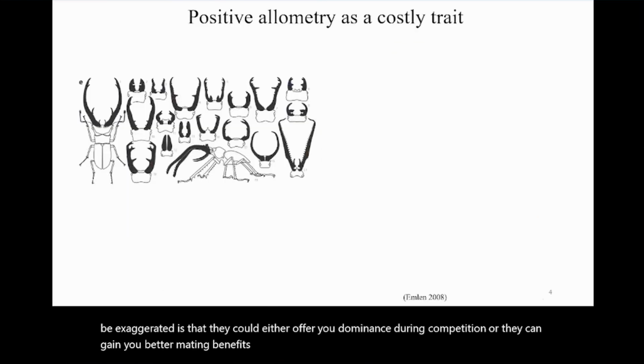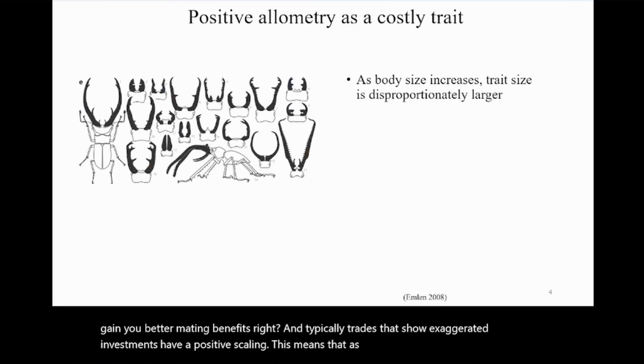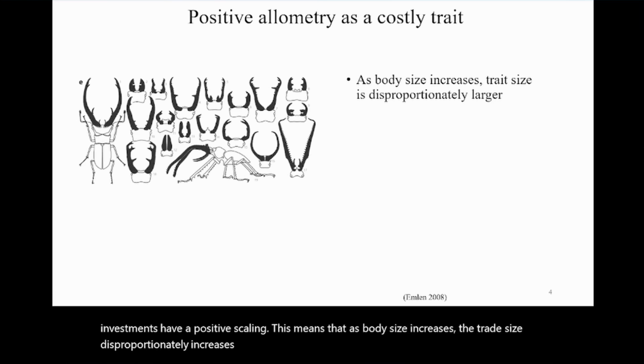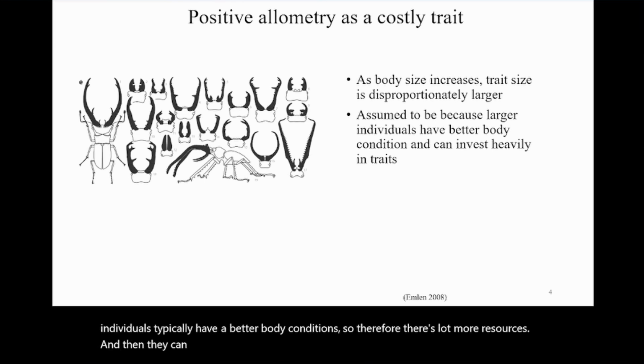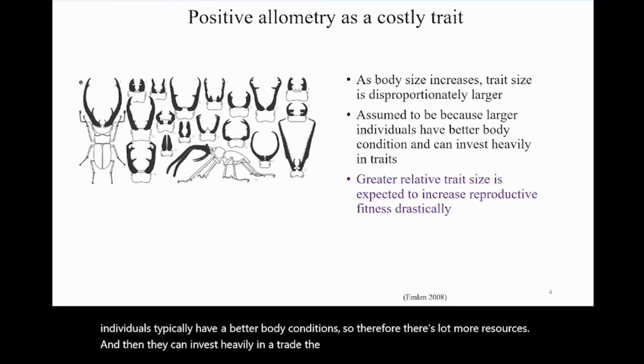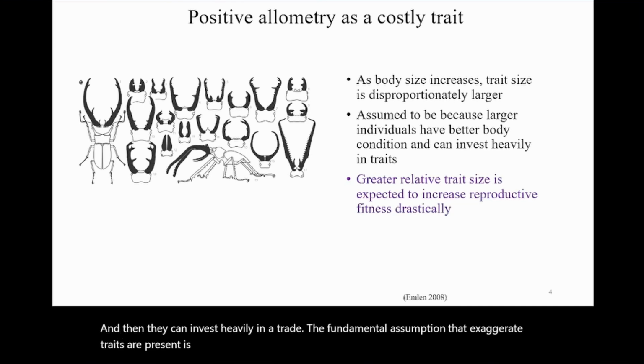And typically traits that show exaggerated investments have a positive allometric scaling. This means that as body size increases, the trait size disproportionately increases at much greater rates. And this is assumed to be because larger individuals typically have a better body condition, so therefore there's a lot more resources available, and then they can invest heavily in a trait. The fundamental assumption for why exaggerated traits are present is that the relative increase in the trait can essentially increase your fitness quite drastically, right?